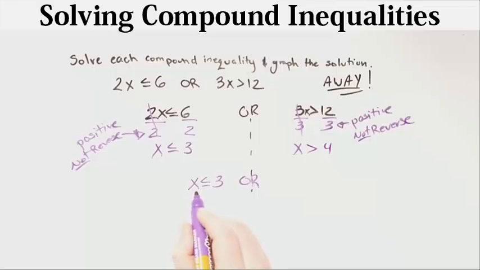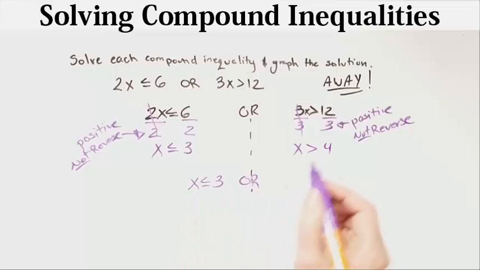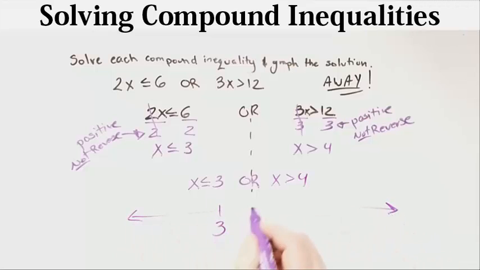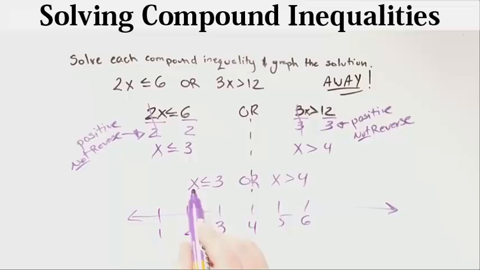So my first problem is x is less than or equal to 3, or I am now having to solve x is greater than 4. So my number line needs to be able to compare 3 and 4, and I need a few numbers to the left and I need a few numbers to the right so I can see. 3 was equal to, so 3 is colored in and closed.